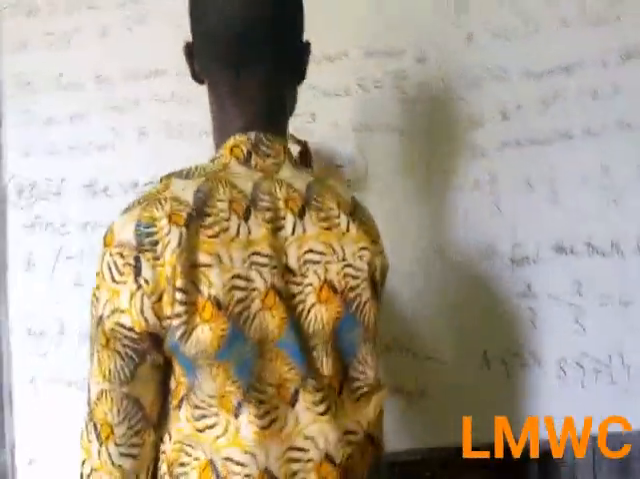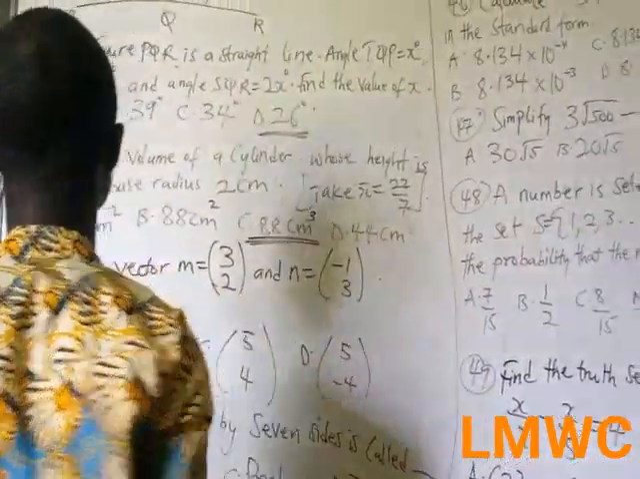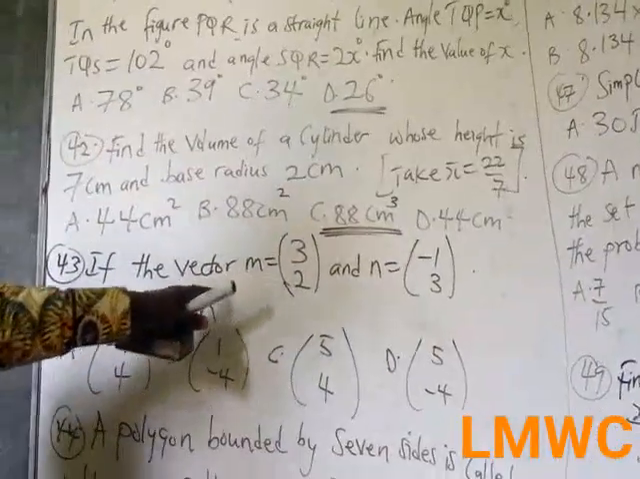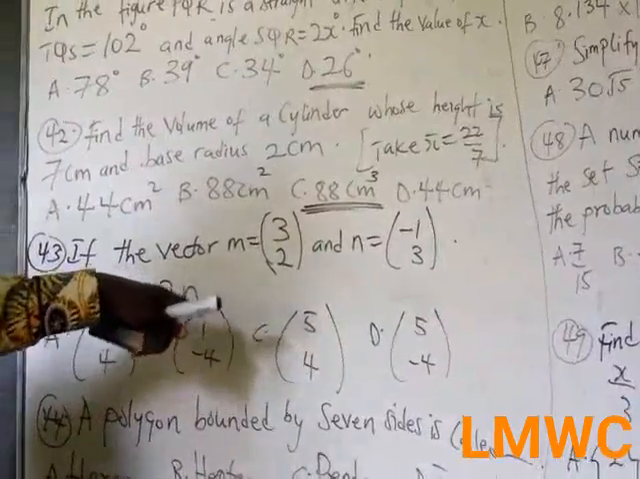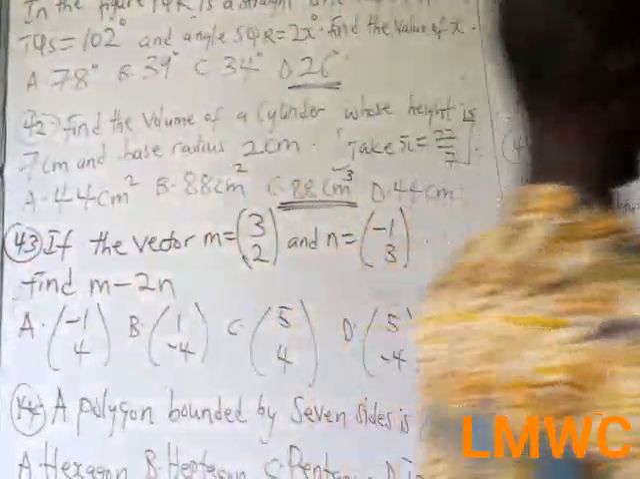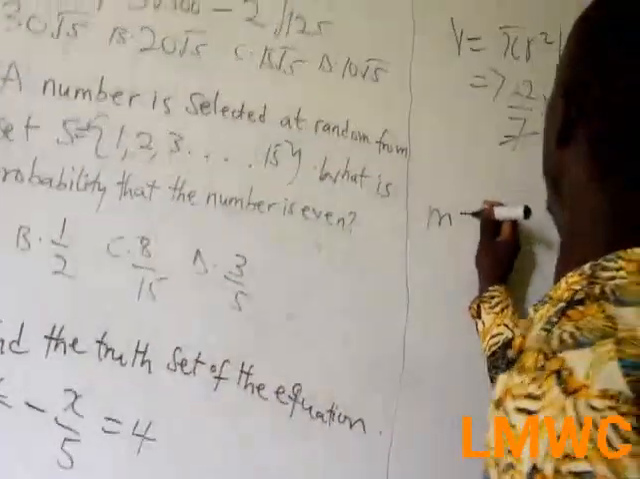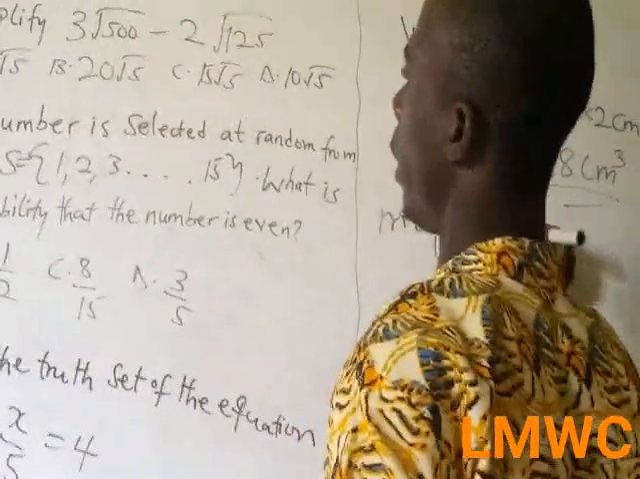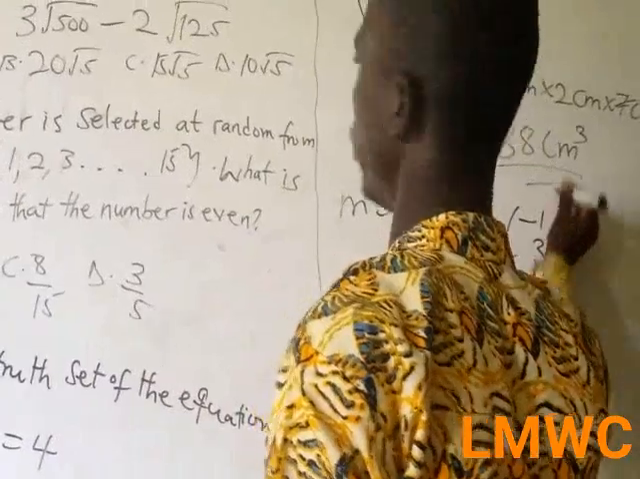So the SI unit for volume is centimeter cubed. If the vector m is equal to (3, 2) and n is equal to (-1, 3), find m minus 2n. So we have m to be (3, 2) and n to be (-1, 3).